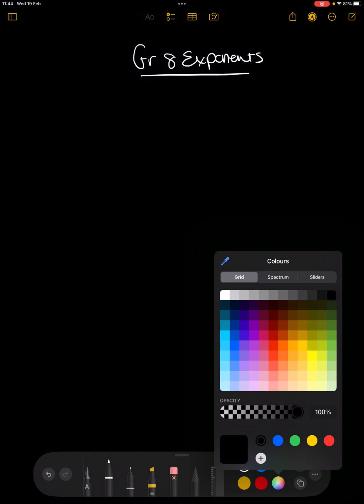In this lesson, we're going to be doing some grade 8 exponents together. So I'm going to write the questions down and then I will walk you through the process of solving for it step by step.